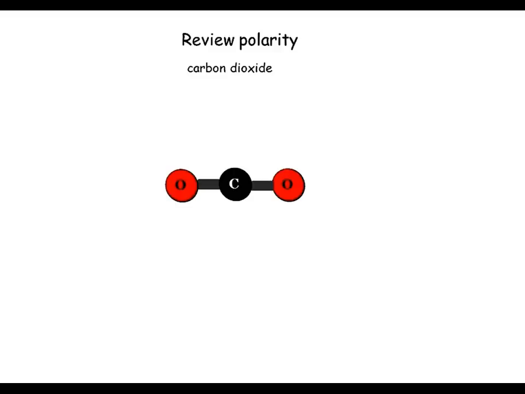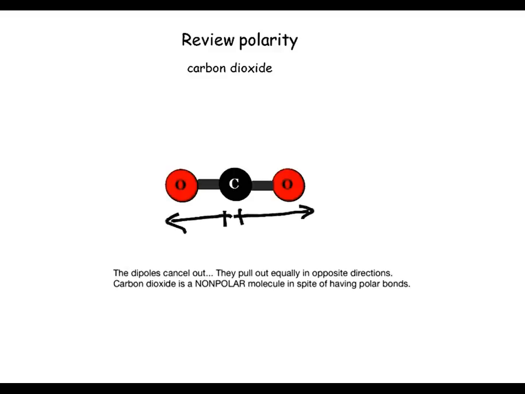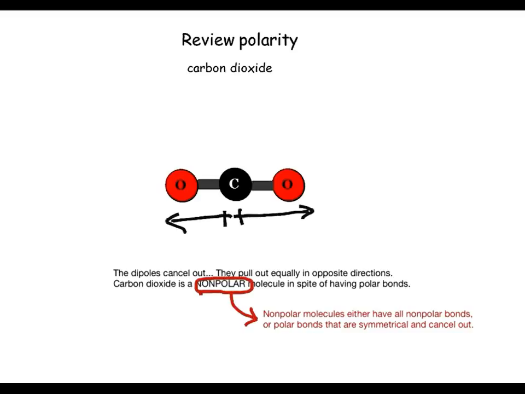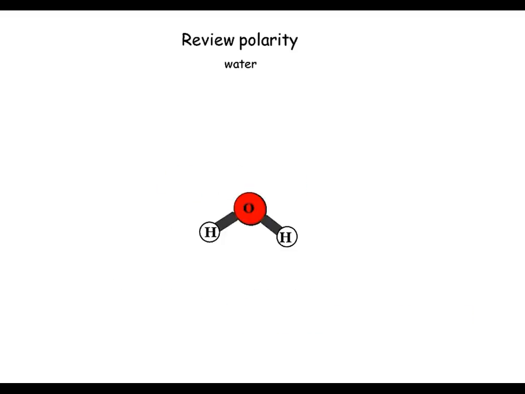Now we have CO2, and this one's a little bit different. So carbon and oxygen have a difference in electronegativity. Carbon is more electropositive, oxygen is more electronegative. So the arrows are drawn out toward oxygen. Now, in this case, the dipoles cancel out. They pull out equally in opposite directions, which means that carbon dioxide as a molecule is nonpolar in spite of having polar bonds. Now, I want to make sure everybody understands that there are two possibilities for getting a nonpolar molecule. You can either have all nonpolar bonds, or, in this case, polar bonds that cancel out.